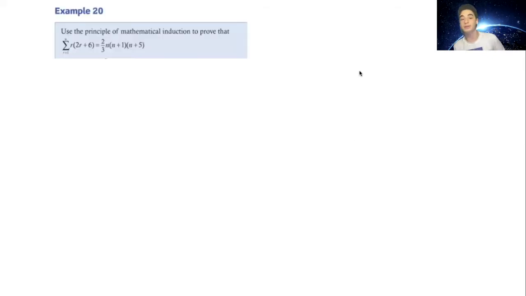So for our next example, this is another example from the Oxford book. We have a sigma. Now, these are very, very common, and I can guarantee you are going to run into these on your test, on your homework problems. You're going to encounter these a lot, because these are very common for mathematical induction.